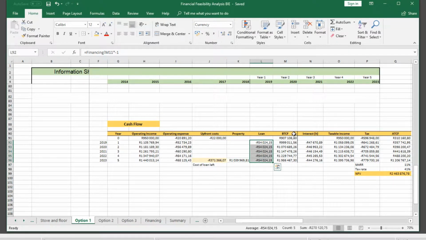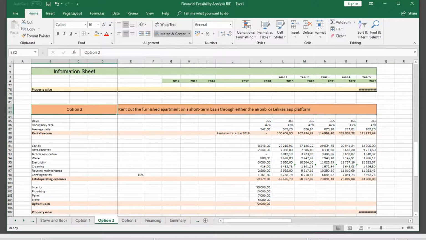off every year. Then the before-tax cash flow was calculated, summing all of the previous ones together, and the interest was also calculated as before. The taxable income includes the operating income minus the interest. Then the tax was calculated using the SARS bracket, and the after-tax cash flow was the before-tax cash flow minus the tax, in which my MAR was 11% and the tax rate was 41%. The NPV value amounted to this one.